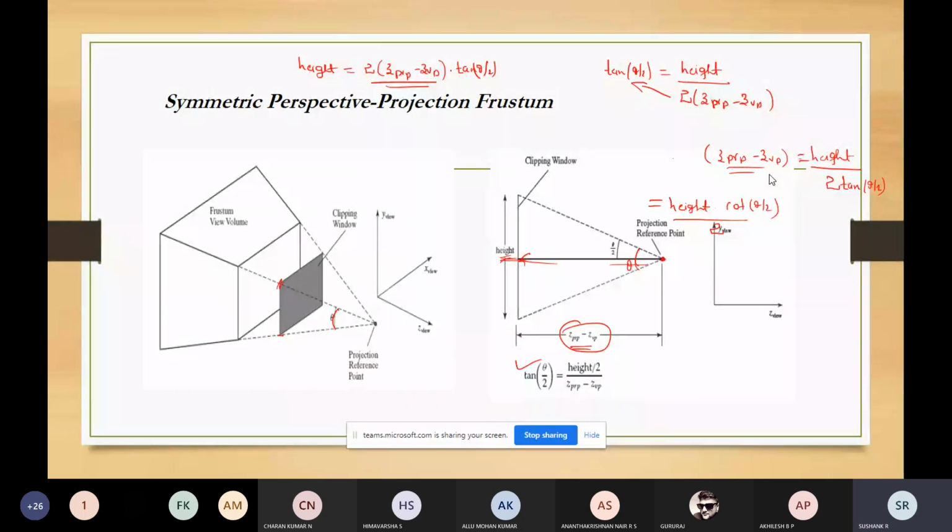We have seen some images, right? Yesterday also we saw the three cases. One where the clipping window was nearer, where we saw these cases, I think.